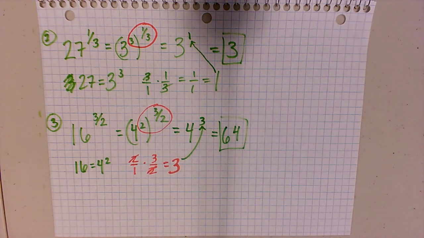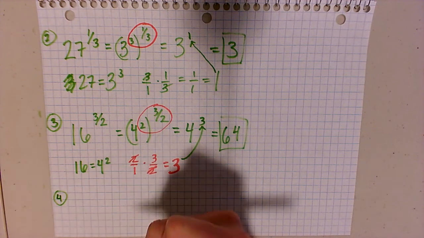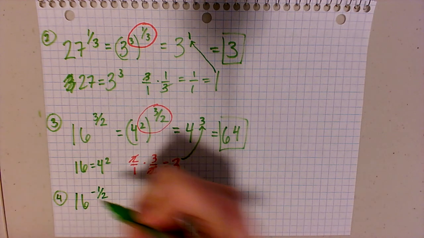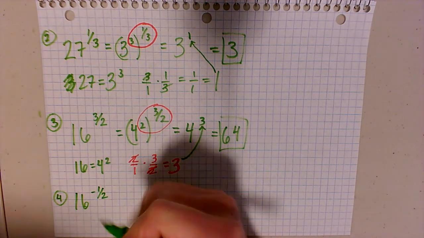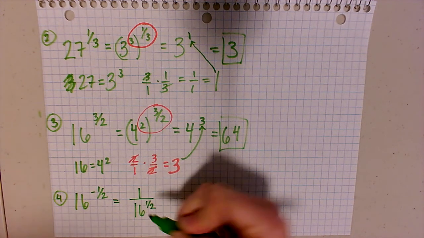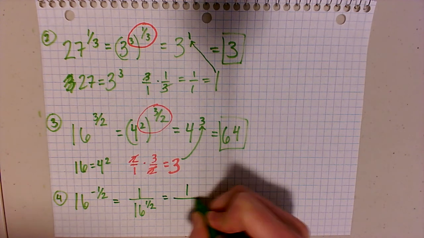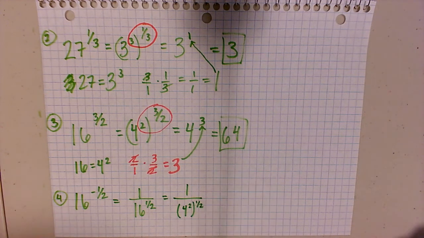Okay, so if we take a look at number 4, we've got something different here. For number 4, we have 16 to the negative 1/2. Well, we talked about at the beginning of this lesson that when you have a negative exponent, you want that to be positive, and you can do that by rewriting the whole thing in your denominator. So this is going to become 1 over 16 to the 1/2, okay? And then we just said in the previous example, well, 16 is the same thing as 4 squared, so then we could rewrite this as 1 over 4 squared raised to the 1/2, right?